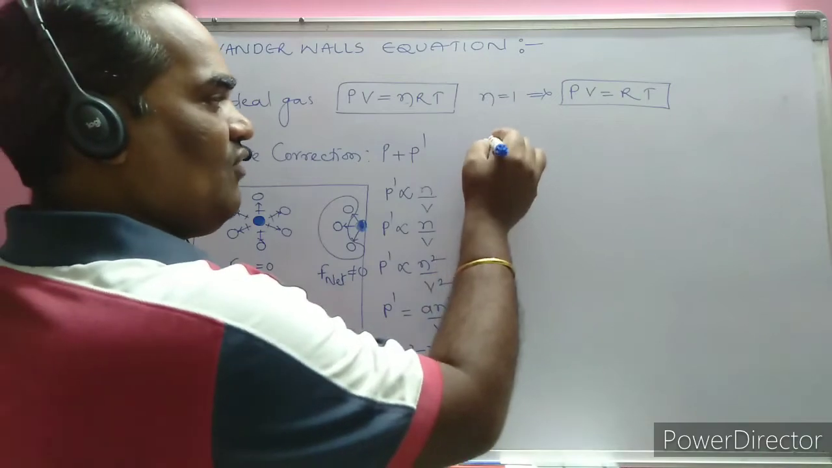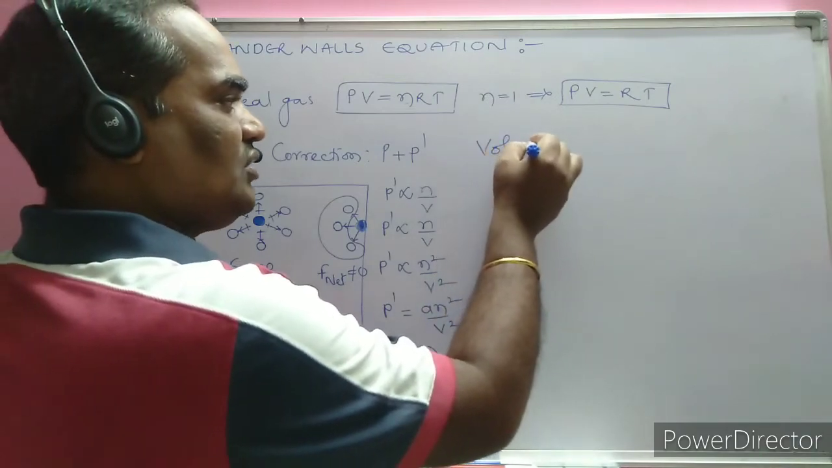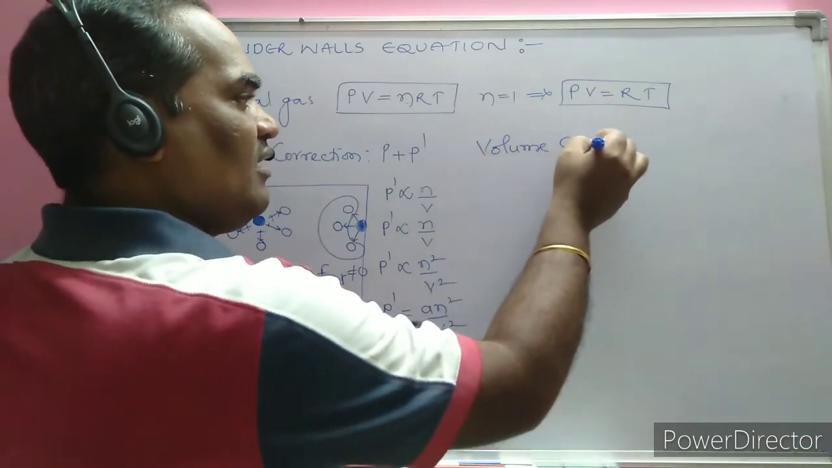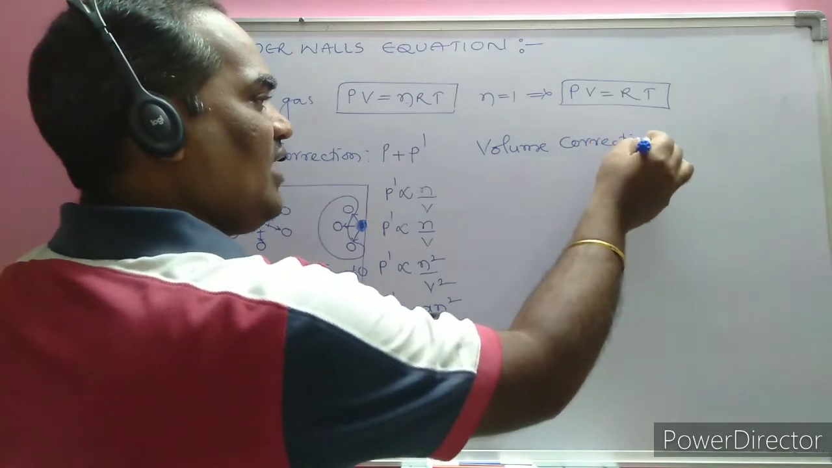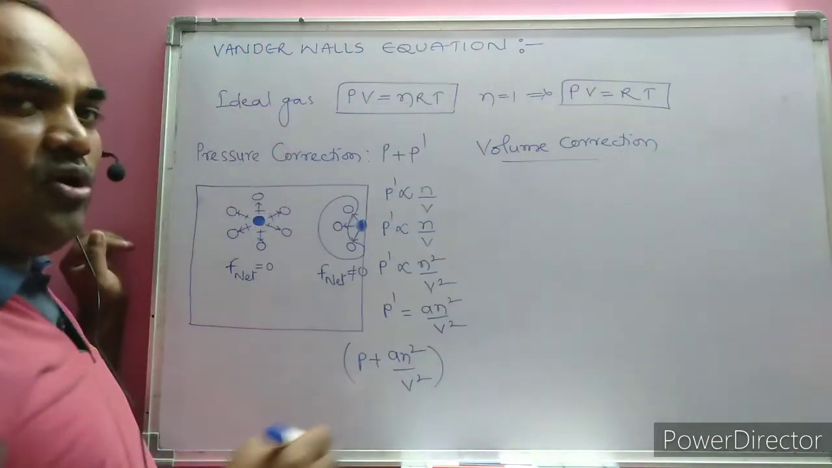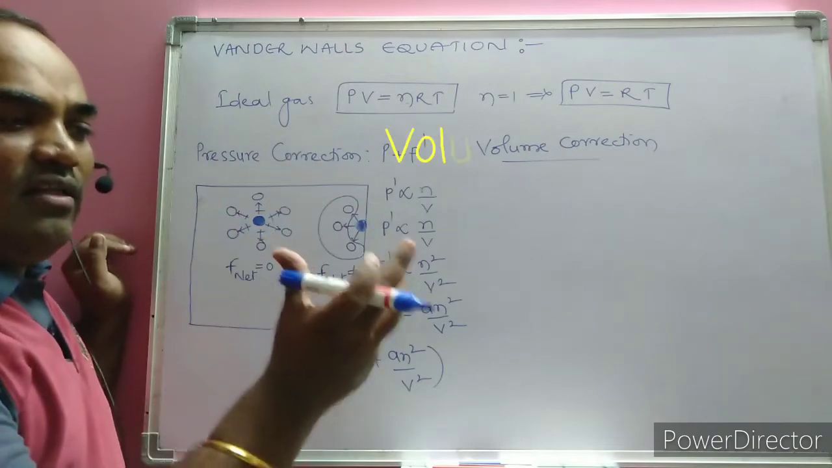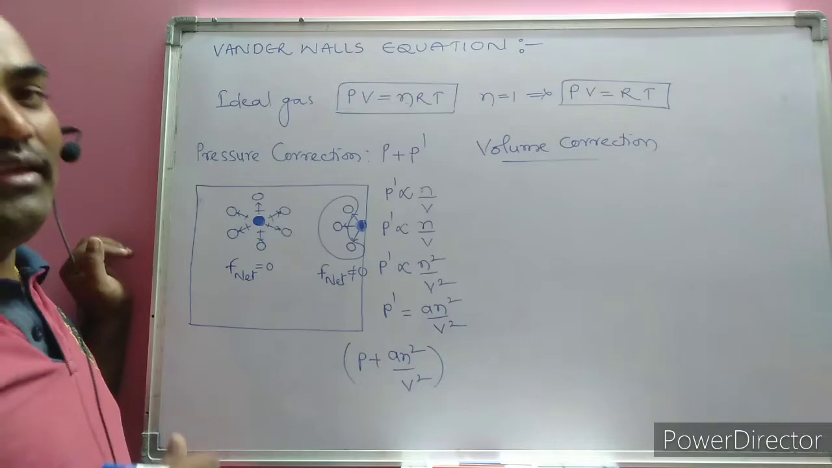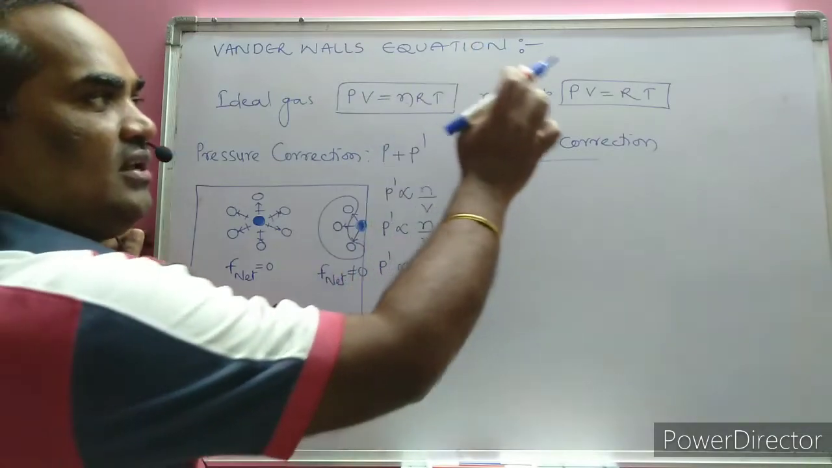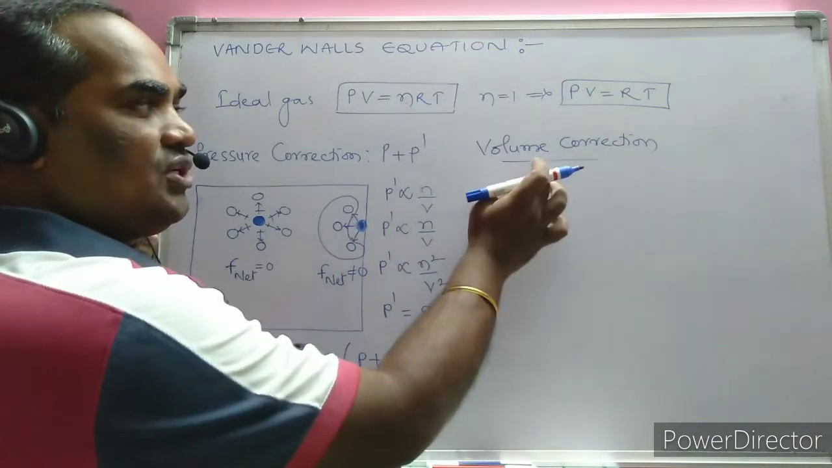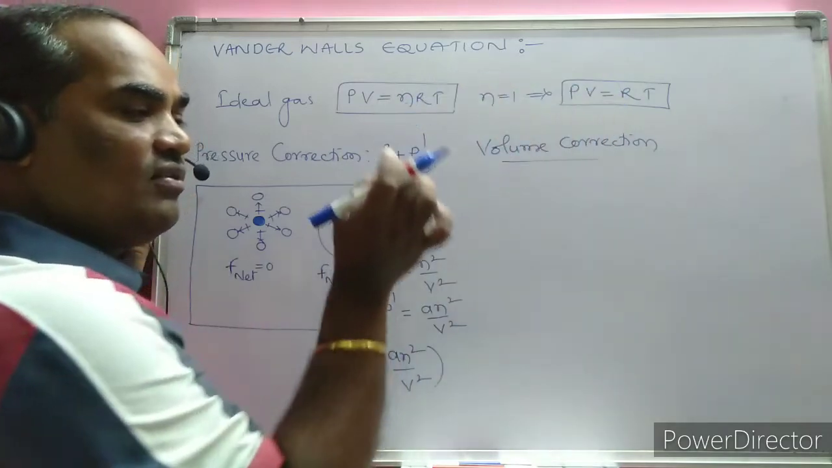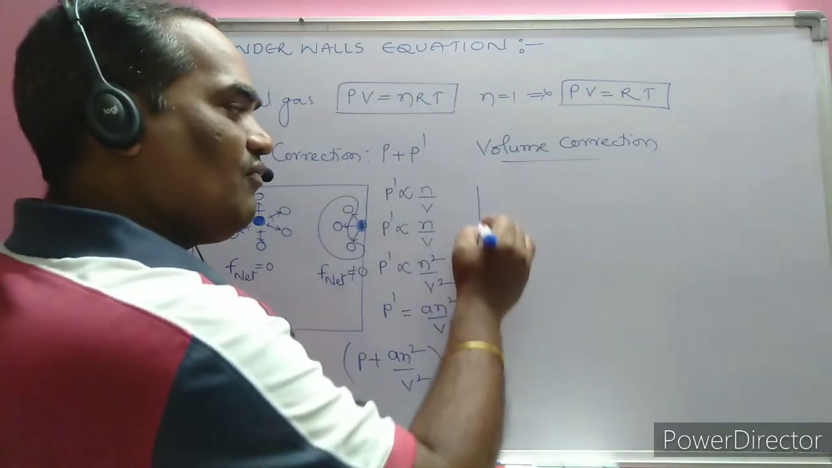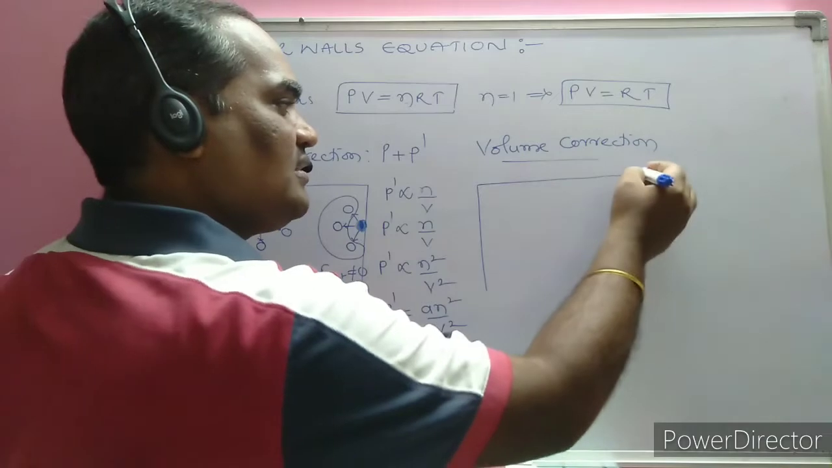Second one, volume correction. How van der Waals corrected the volume: according to the kinetic molecular theory, the volume of the container itself is considered as the volume of the gas, but here van der Waals made a correction in the volume because of the volume of the vessel. For example, this is a vessel.